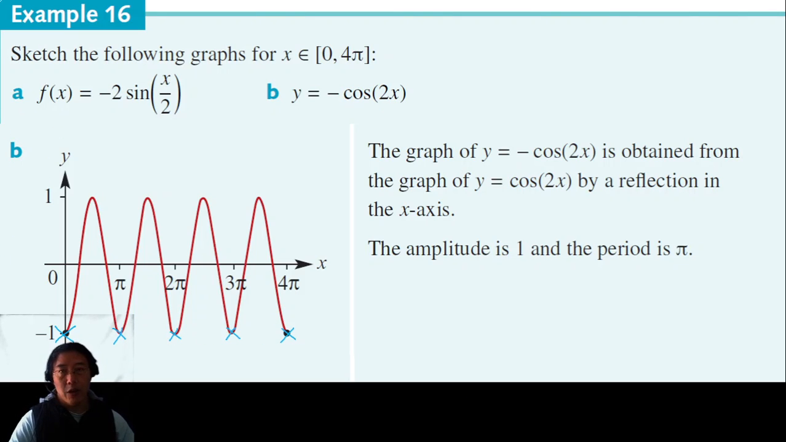Because it's a reflection in the x-axis of cos, you start at -1, you go all the way up to 1 and all the way back down to -1 for a full period, and you repeat. Okay, so it's a translation. You translate by pi 3 more times.